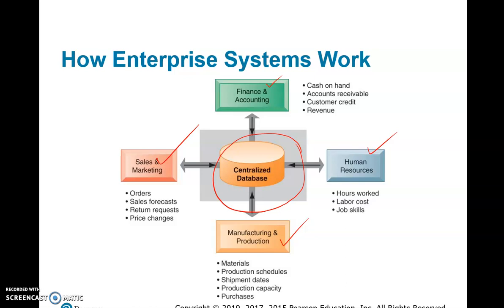So if a salesman brings an order, it is put into the centralized database, which can be seen by production and manufacturing, saying, hey, we need to produce 10 more widgets or 100 more widgets. And then HR can say, to make those widgets, I need so many people. And finance and accounting will say, do we have enough money to make this?